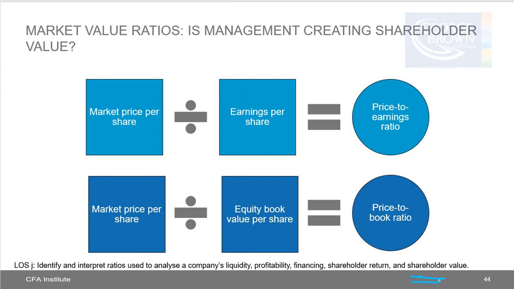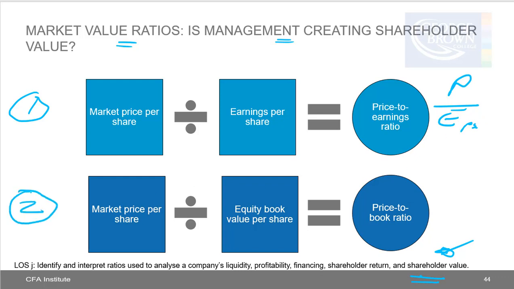So now we're moving on to some ratios concerning shareholder value. Market value ratios is management creating shareholder value. So there's two ratios that we're looking at here. The first one is market price per share divided by earnings per share. Gives us a price to earnings ratio. That's a P to E ratio. Price per share divided by earnings per share. Okay, PE ratio. The second one is same numerator. It's the market price per share, but we're dividing by the book value per share. So it's the book value of equity, and that's going to give us a price to book ratio.